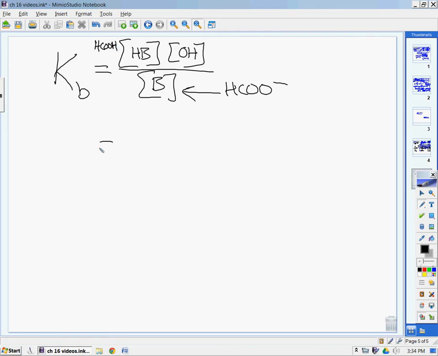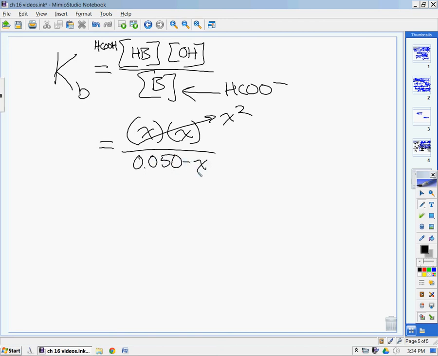All right, so let me plug in the symbols from the ICE table. It's x and x for those two things at the top, which you know is going to be x squared. And at the bottom, we have 0.050 minus x. All right, that's going to be all equal to Kb. Well, you can go look up Kb. I looked up Kb. It's in the same table on page 680 as I got the last thing from, 680. And if you look up Kb for formic acid, it's 5.9 times 10 to the negative 11.